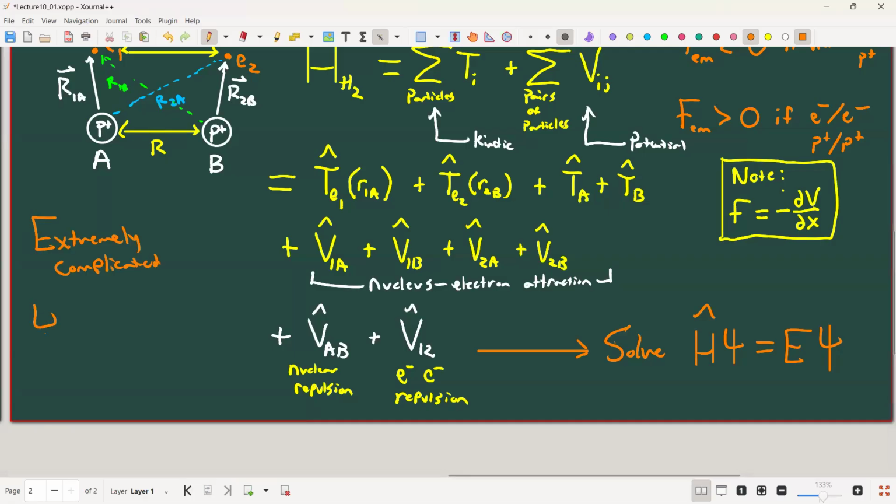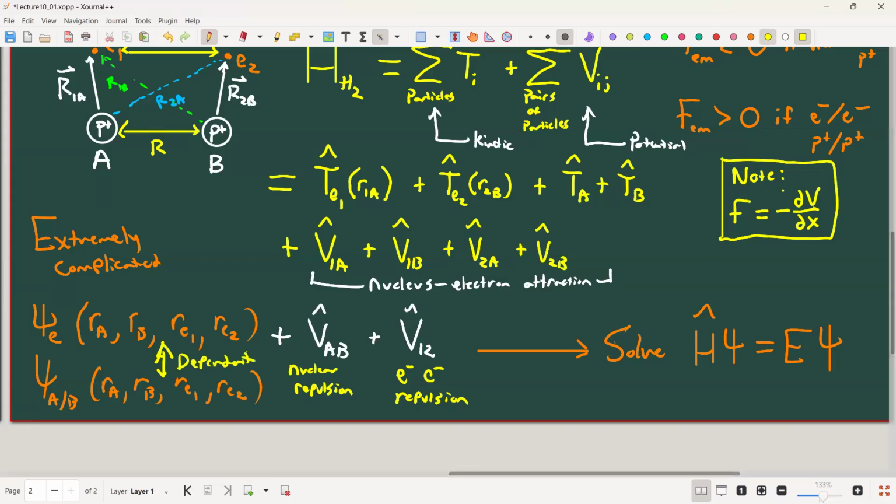If we think about the wave function of the electron, it's a function of the positions of A and B, as well as the electron coordinates. And the wave function for the nuclei is a function of the nuclei, as well as the electrons. They all depend on each other. So everything is moving around and fluxional, and God knows what this looks like. It's a horribly complicated equation. Good luck getting to just a couple of sine waves like before.